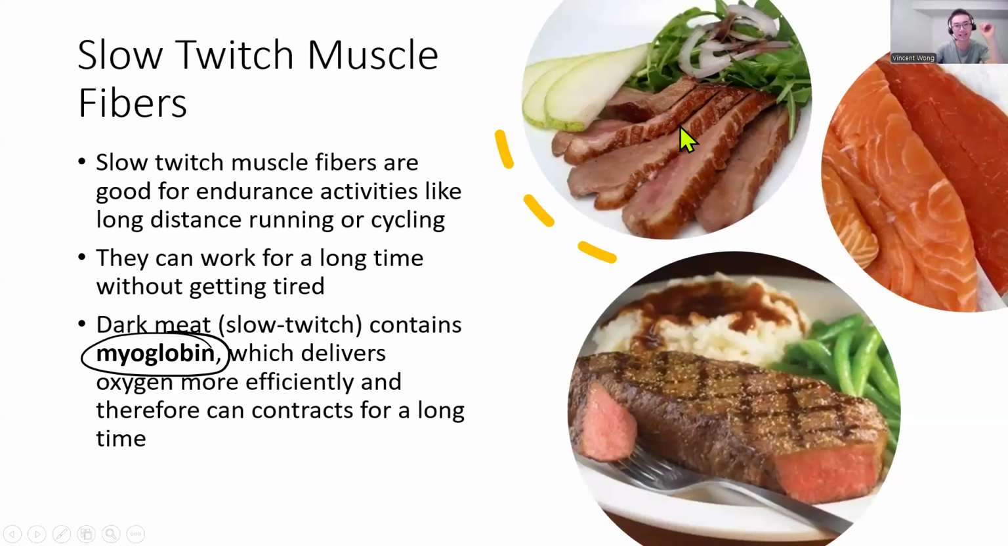This here is duck meat. Duck breast. Duck breast is dark meat. Chicken breast is white meat. That's why a duck can fly, but a chicken cannot fly. To fly, you need to be able to flap the wings consistently using the chest muscles, and you can't get tired. You better be able to keep on flapping, right? So you need slow twitch muscle fibers for that.